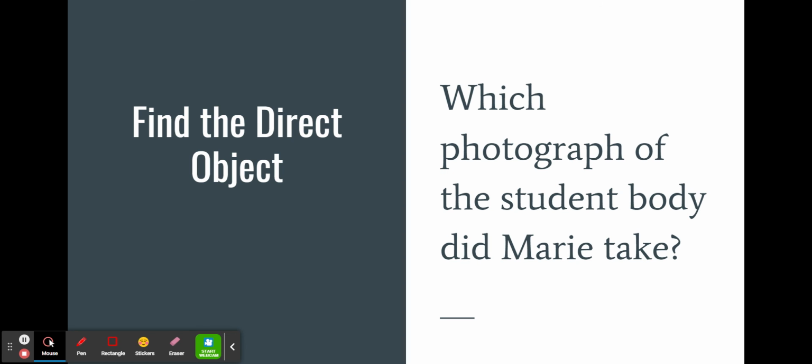Which photograph of the student body did Marie take? Questions also have tricky word order. So we have the subject, Marie, the predicate did take, and then you ask yourself, Marie did take what? A photograph. So photograph is your direct object.